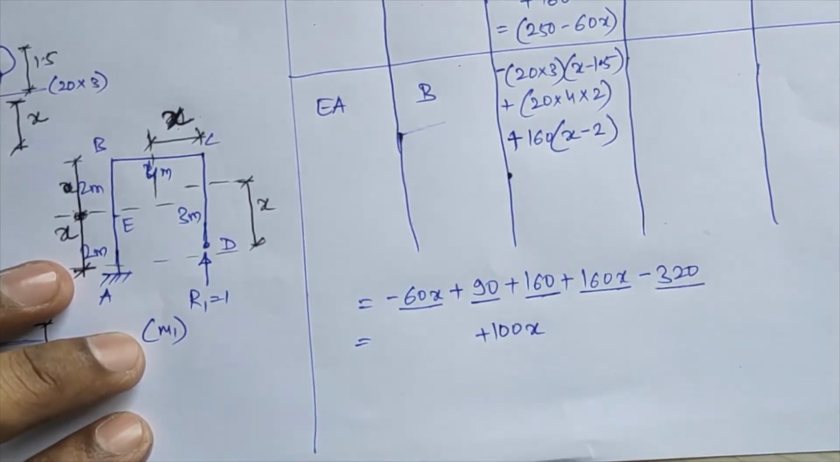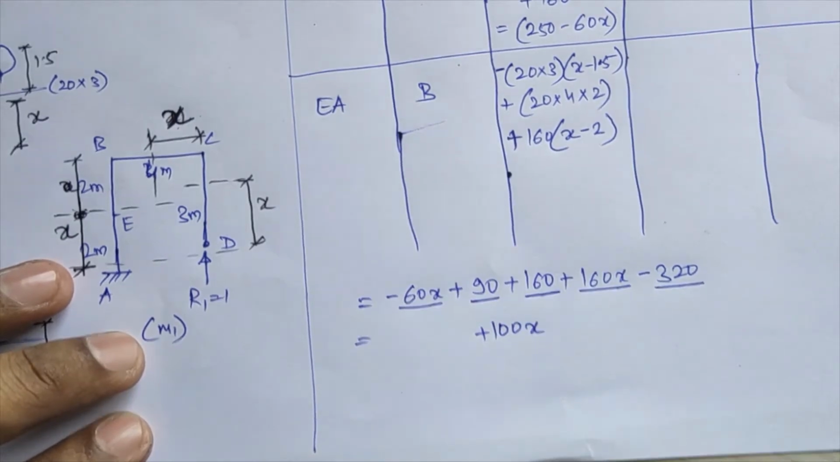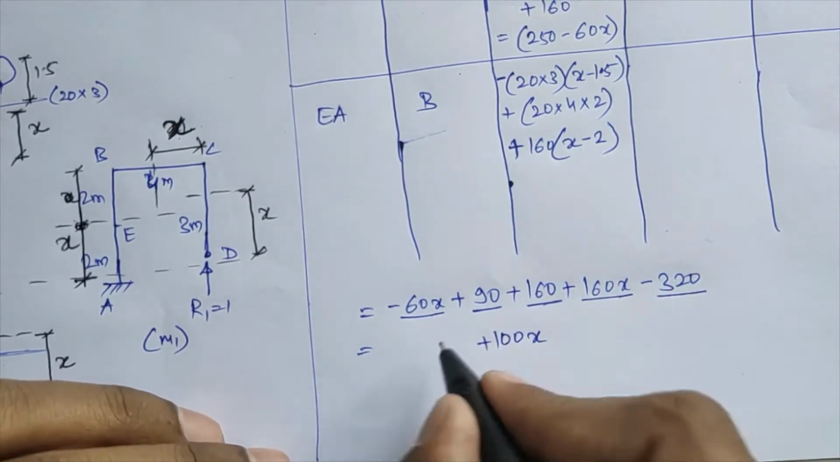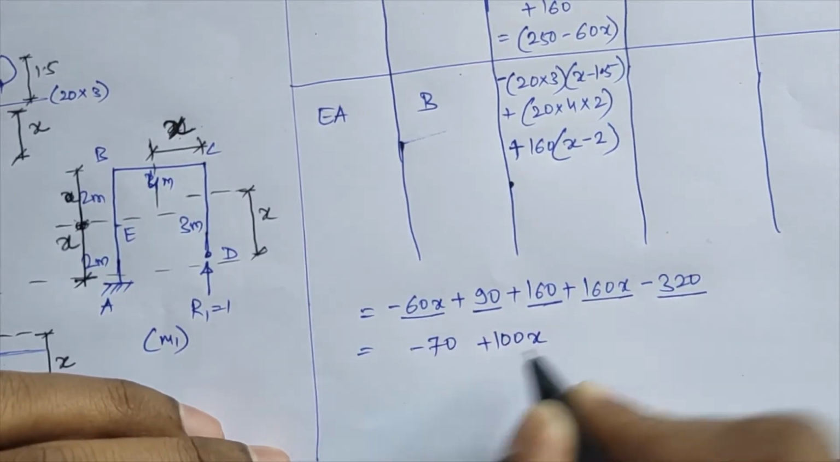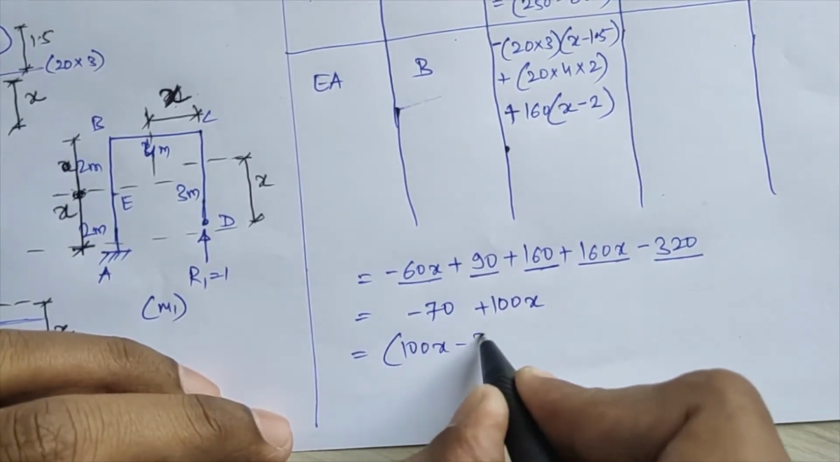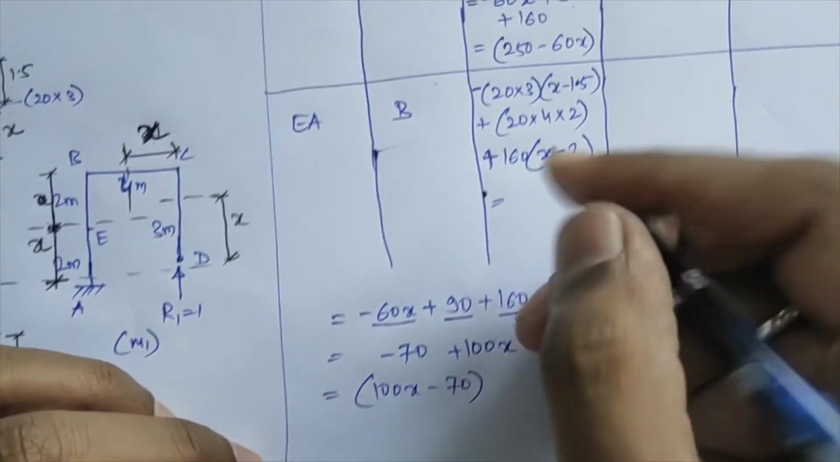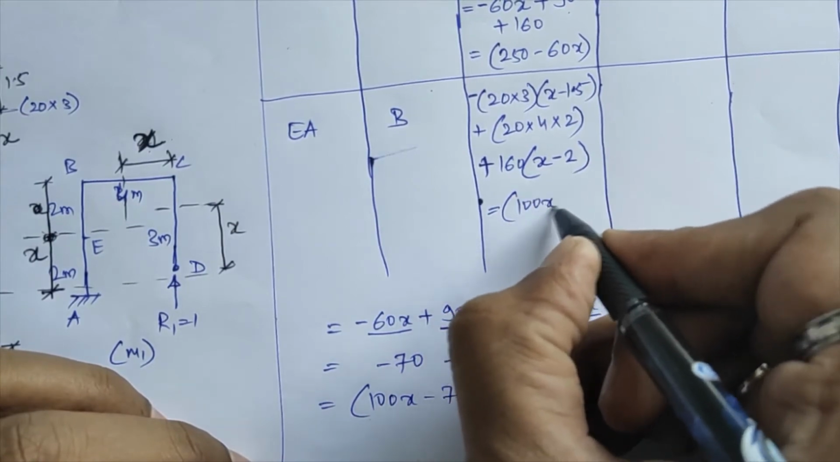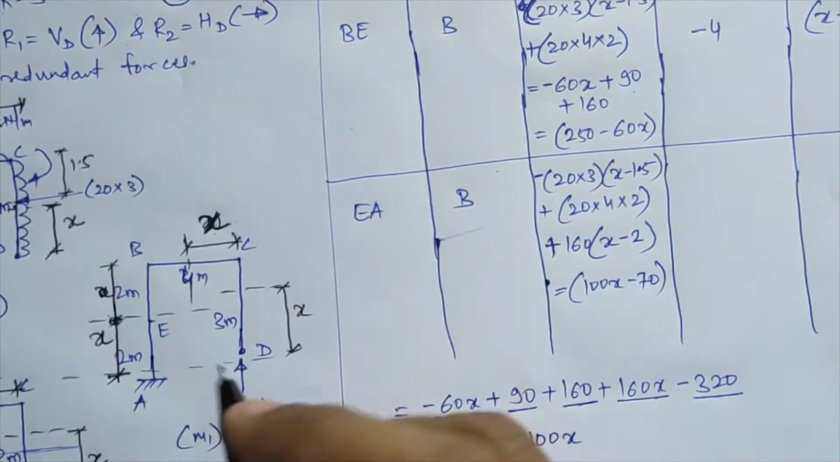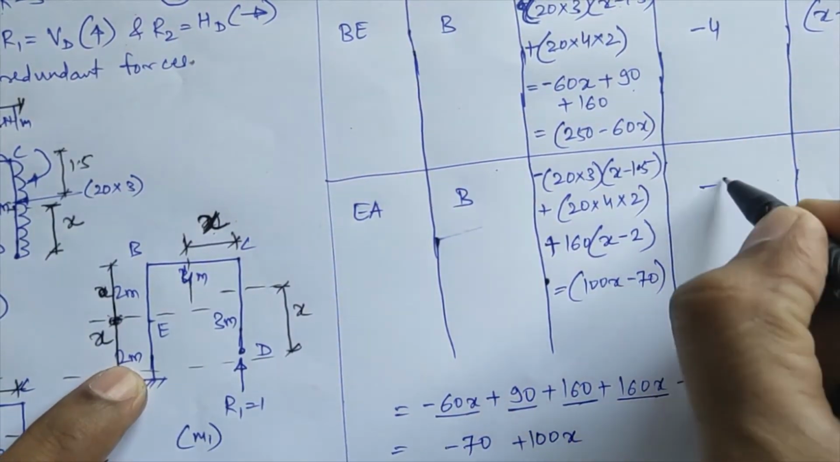250 minus 320, that I'll get as minus 70. So this I'll write in this way: 100x minus 70. So this I am getting here, 100x minus 70.